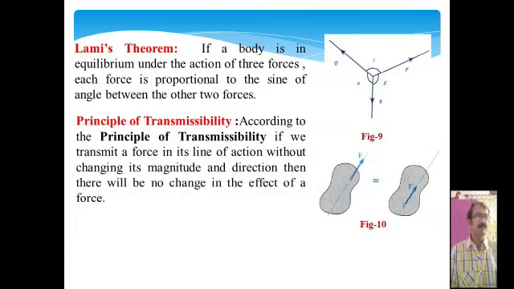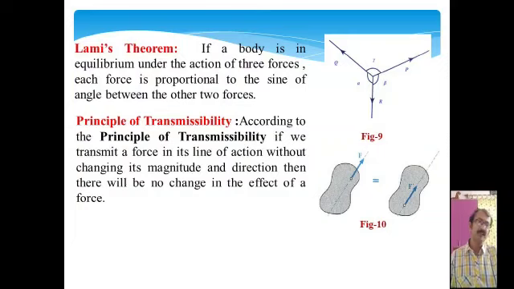So we can write that P by sine alpha equals Q by sine beta equals R by sine gamma. Now, the principle of transmissibility. According to the principle of transmissibility, if we transmit a force along its line of action without changing its magnitude and direction, then there will be no change in the effect of the force.